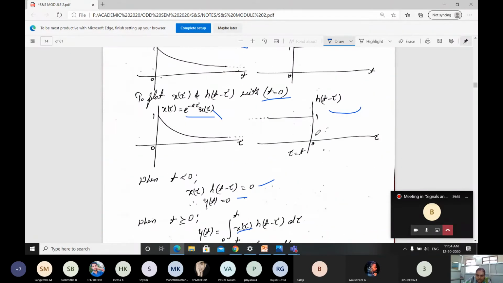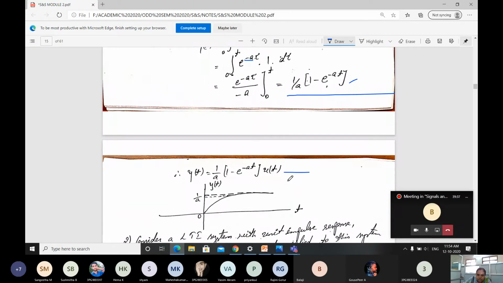Okay, u of t signal is the constant. That signal, we have to multiply here, u of t. Then when I substitute values for t from 0, 1, 2, 3 and go on substituting, you will be getting the signal like this. It is increasing and it remains constant after reaching the value 1 by a. This difference what I am showing is the value for 1 by a.